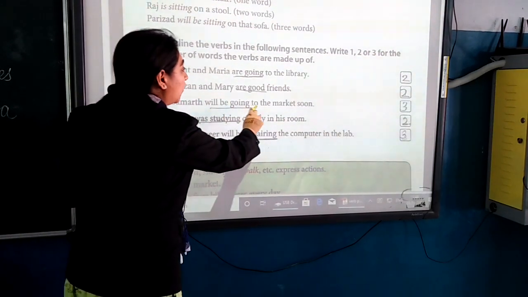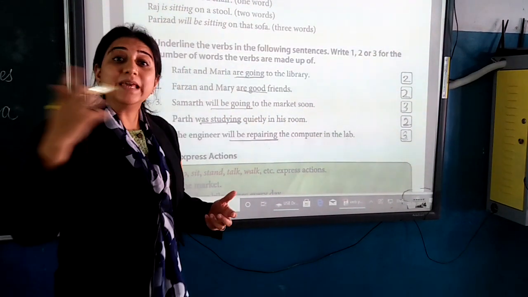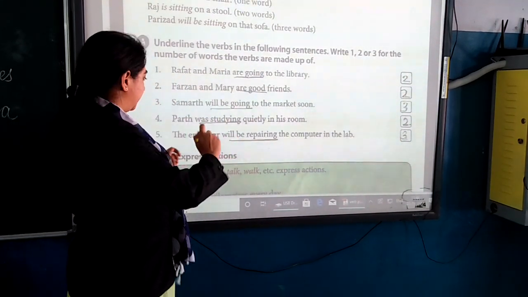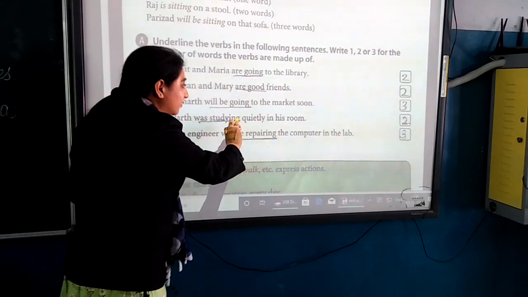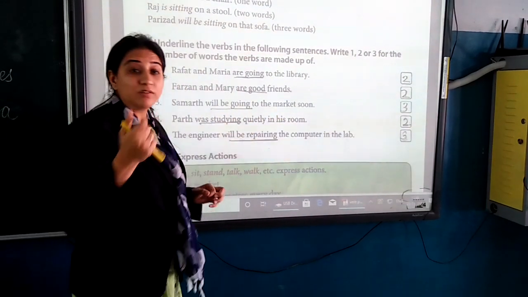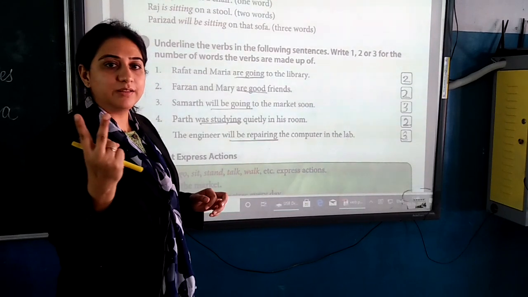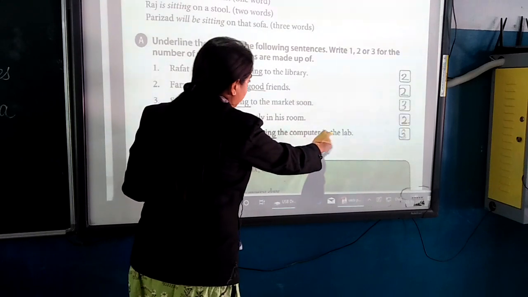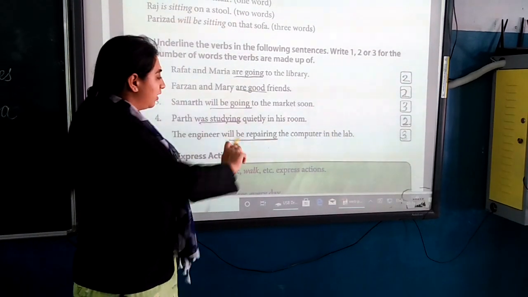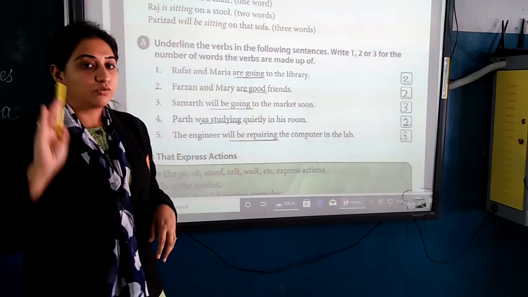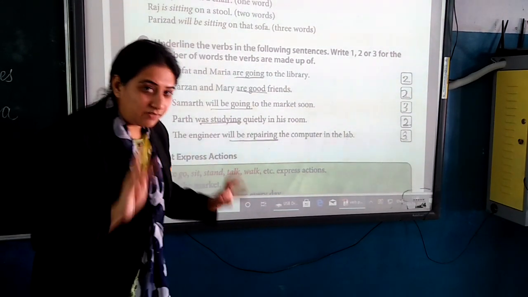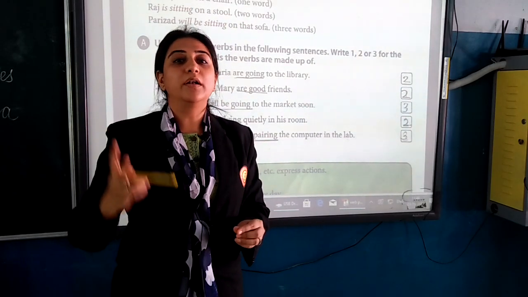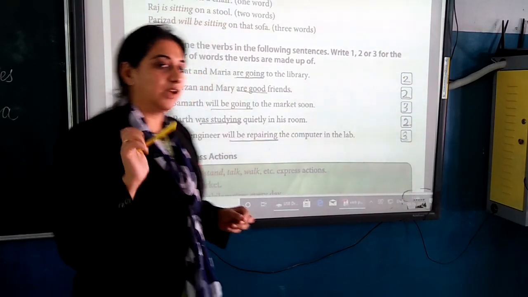Samarth will be going to the market soon. Will be going, so there are three verbs in the sentence. The computer in the lab. So how many verbs are there? Will be prepare. So students, I hope you are clear with the activity. First activity, you have to underline it and write down 1, 2, or 3, how many verbs there are.